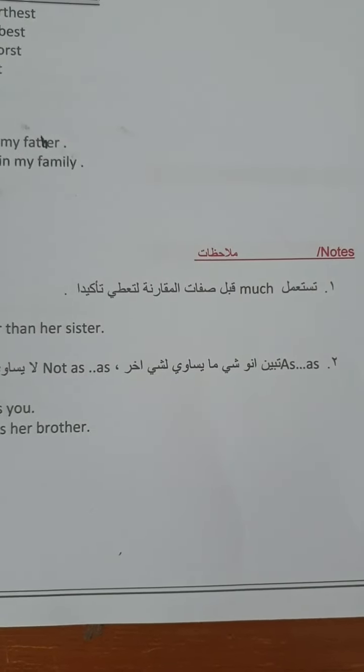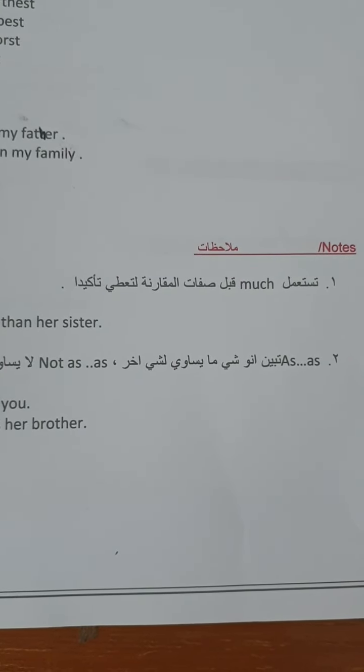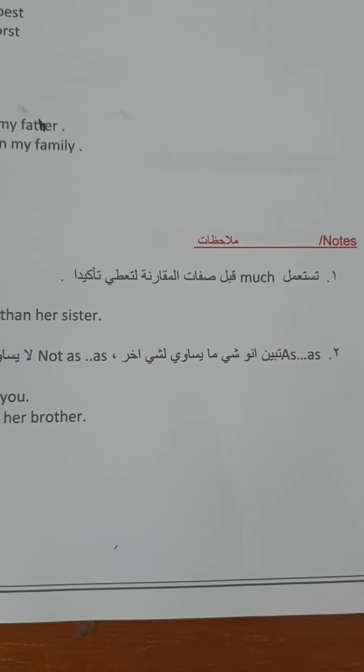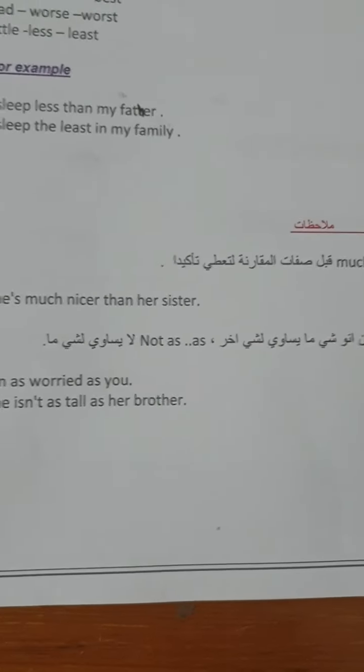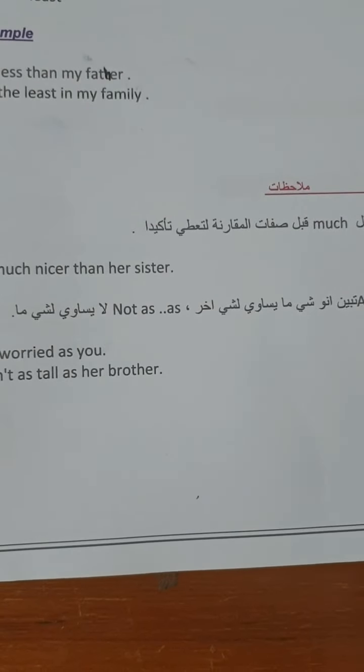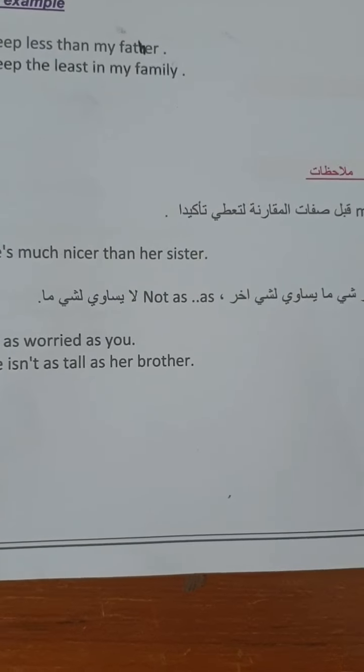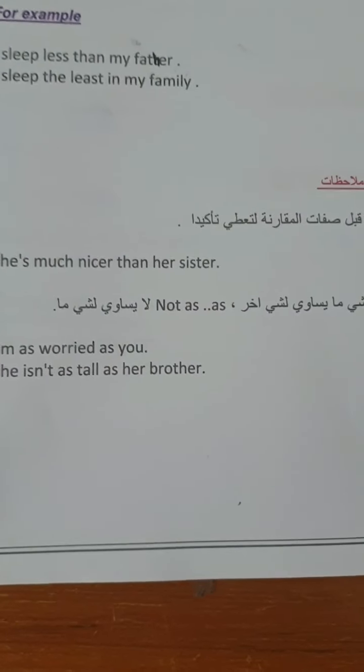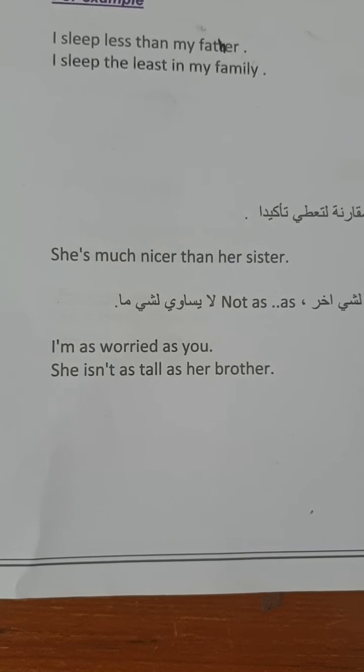وعندنا الأداتين as, adjective, as shows that something is same or equal. يعني تبين إنه شيء مساوي لشيء ما. أما إذا كانت عندنا نفي فهو not equal to something. I'm as worried as you, or she isn't as tall as her brother.